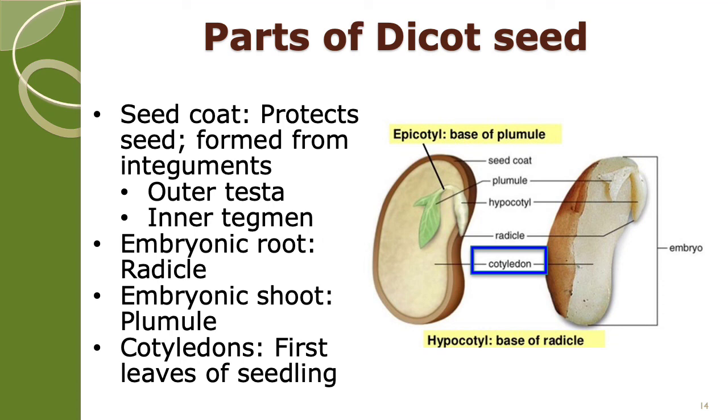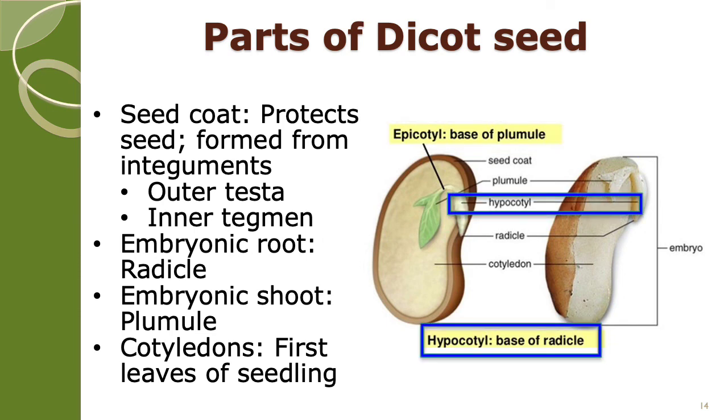In addition to all these structures, we also have the epicotyl of the seed, and this is basically the base of the plumule. So the plumule is the one that's going to form the shoot, and right at the base of that shoot, as you can see in the figure, is the epicotyl. We also have another structure called the hypocotyl, and the hypocotyl is basically the base of the radicle. The radicle is the part of the embryo that's going to form the root, and so it's the tip of that root. When you go further up, you'll find the hypocotyl, which is called the base of the radicle.